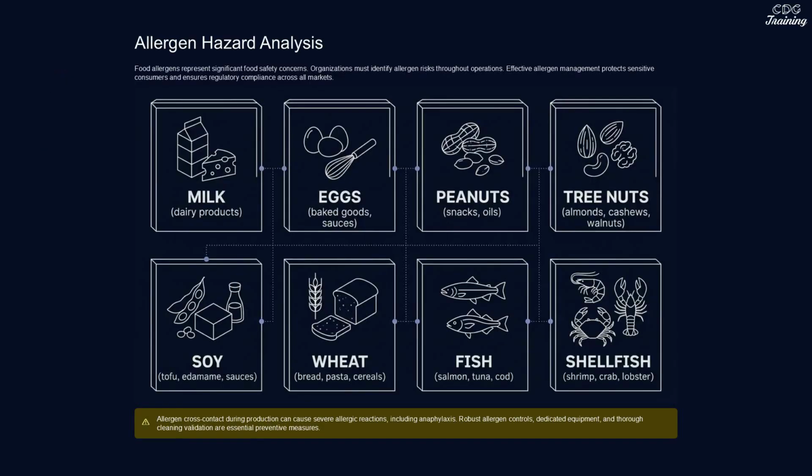Food allergens represent significant food safety concerns. Organizations must identify allergen risks throughout operations. Effective allergen management protects sensitive consumers and ensures regulatory compliance across all areas. Allergen cross-contact during production can cause severe allergic reactions, including anaphylaxis. Robust allergen controls, dedicated equipment, and thorough cleaning validate or establish preventive measures.